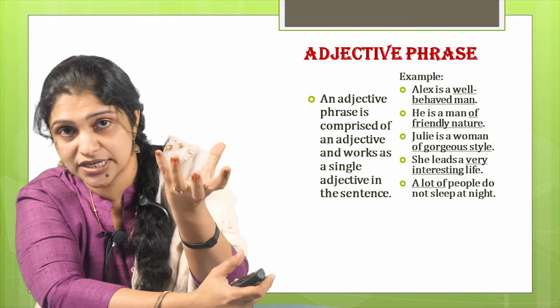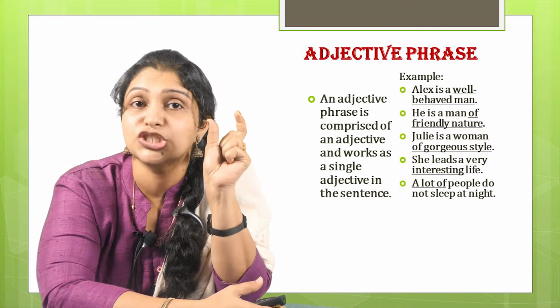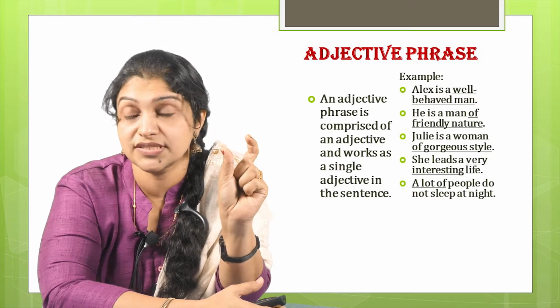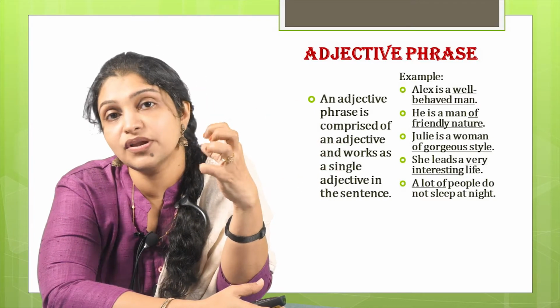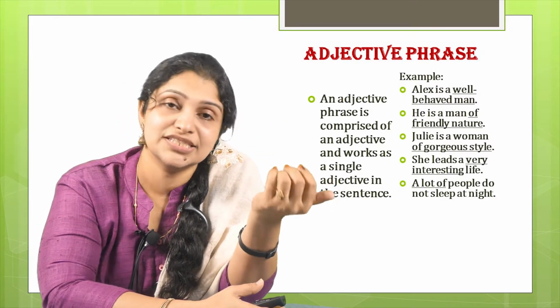So it's a group of words. Adjectival phrases are groups of words where you find a dominant adjective. It functions as the head of the phrase, and then you have several other words. Together, they operate as a single adjective in the sentence.